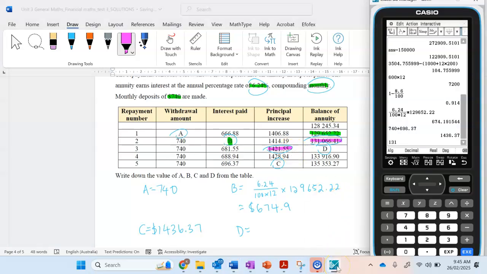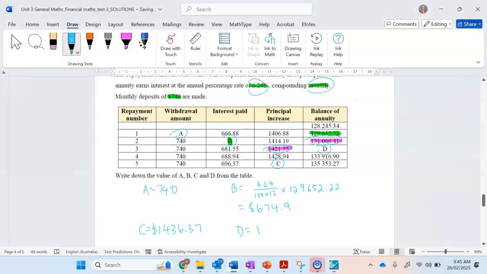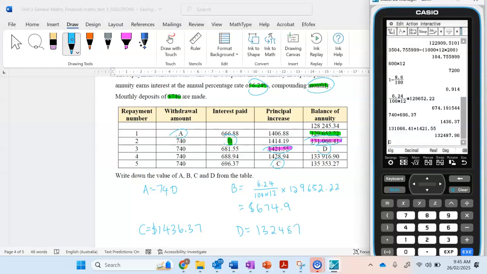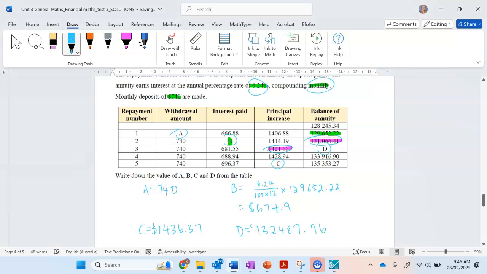All right, so 131,066.41 plus 1421.55. All right, 132,487. And I feel like I may have written that wrong. 487.96. Put a dollar sign on. All right.